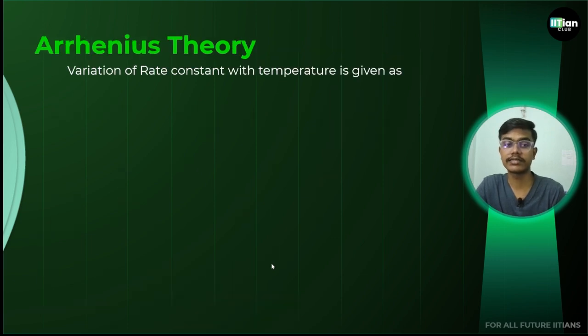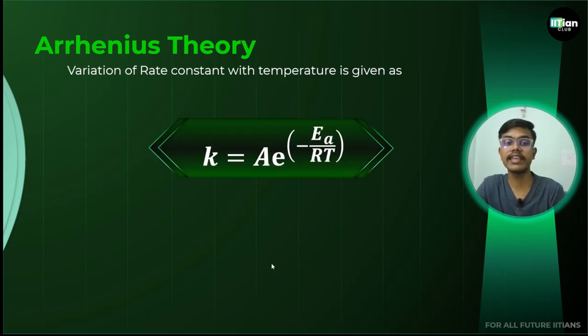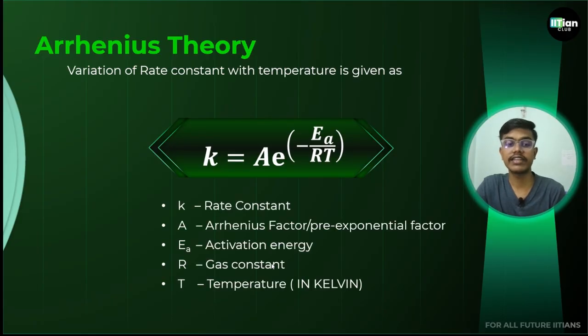Then we have Arrhenius theory. This states the variation of rate constant with respect to temperature given by K is equal to A e to the power minus EA by RT, where A is the Arrhenius constant. You can find that EA is the activation energy, R is the gas constant, and temperature is in Kelvin. Note that many students make this mistake.